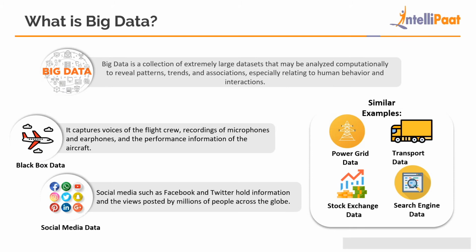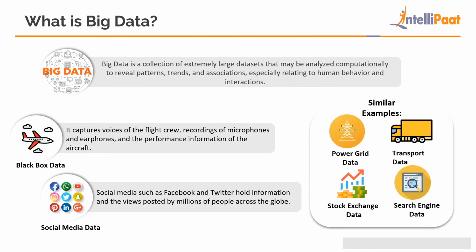And then the examples for such big data are black box data, social media data. One of the most common ones is social media data, such as Facebook and Twitter, because we as users create accounts on these social media websites, and every second hundreds of gigabytes of data are accumulated in these websites. Millions of people post things on social media. So all of this user data is accumulated, and the criteria is fulfilled for this data to be called big data.